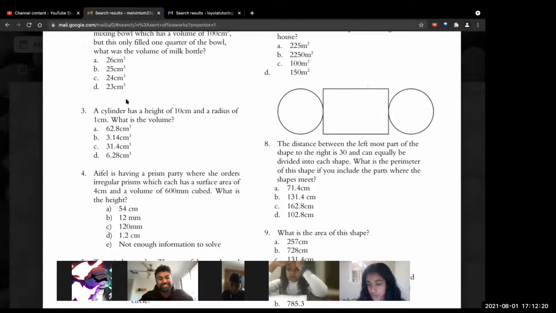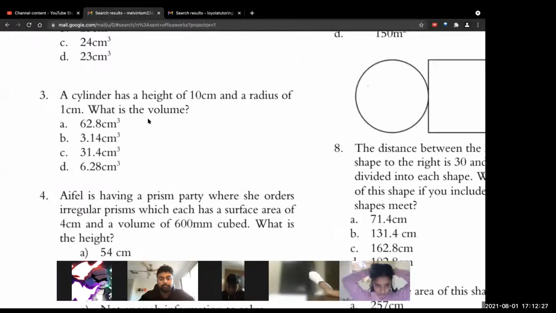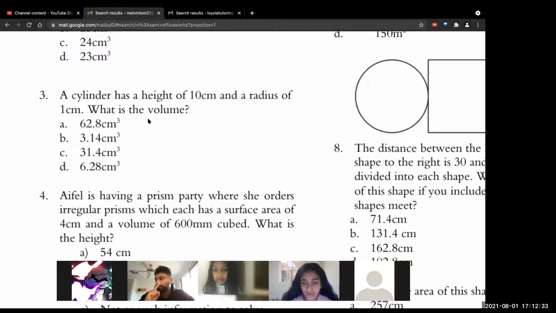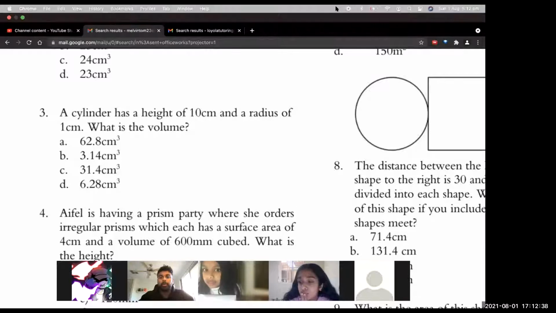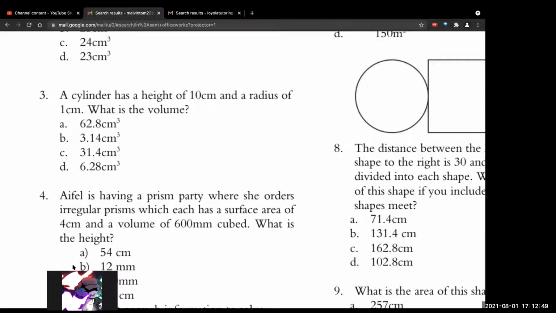Anyways, a cylinder has a height of 10 centimeters and a radius of 1 centimeter. Now, did Jenny and Manny go through with you guys what a prism is? What is a prism? Tessa, you there? Okay. Kieran, what's a prism?